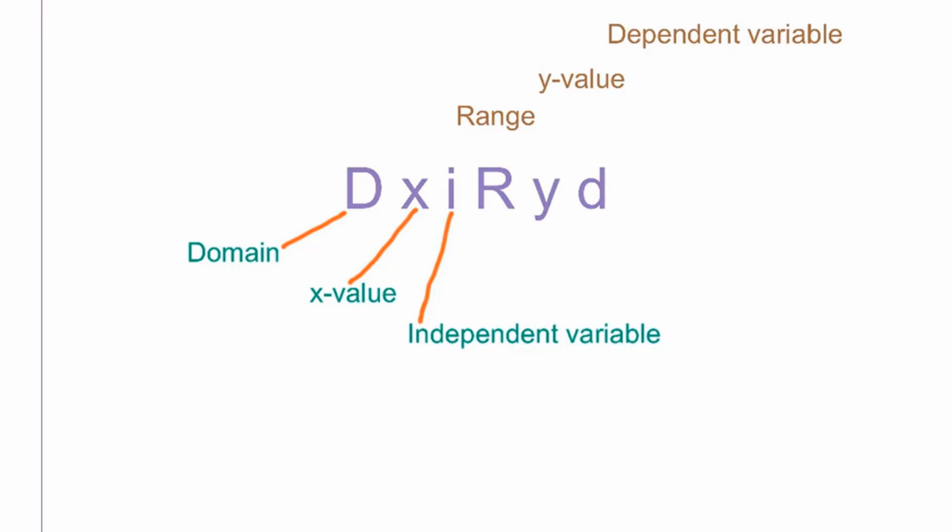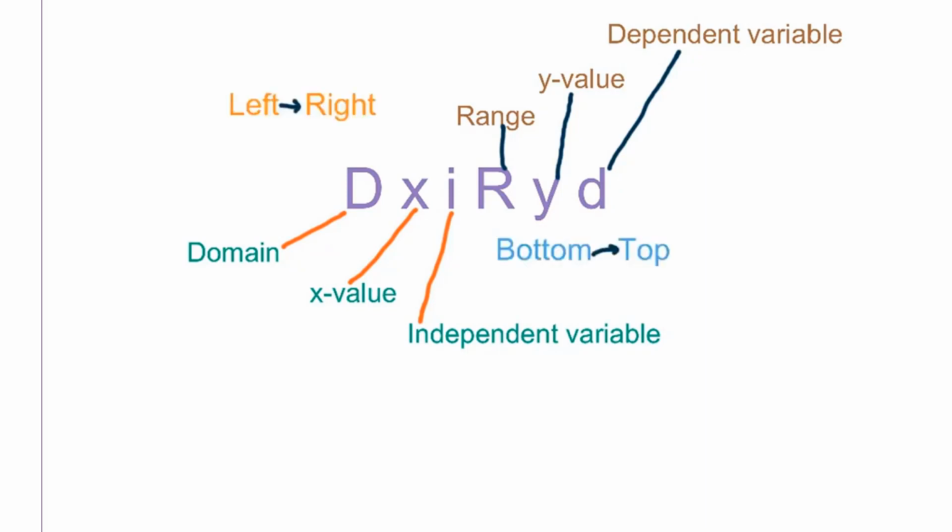For range, we could see that's the y value or dependent variable. When you talk about the dependent variable, it means range, which means y value. If you are given a graph, you need to figure out the very left point and the very right point to find the domain. For range, you just need to find the very bottom point and the very top point to get the range.